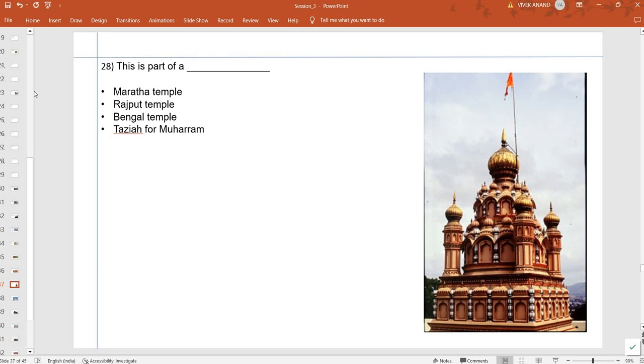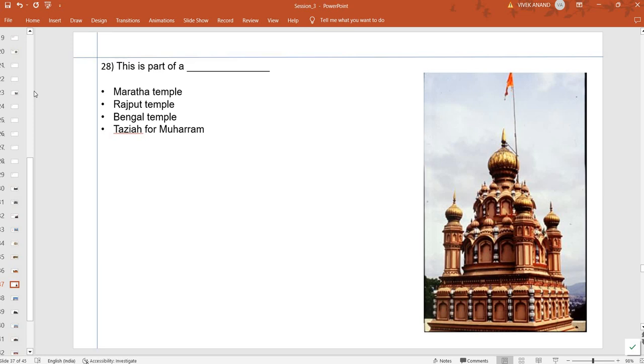It looks very similar to late Maratha temples. Tazias for Muharram look very similar to temples. So that's why there is a confusion between a Maratha temple and a Tazia. So what is the right answer? What is this? Maratha temple or Tazia? It cannot be a Rajput or Bengal temple, right? It's a Maratha temple, early Maratha temple. Not early, but yeah, it's a Maratha temple.